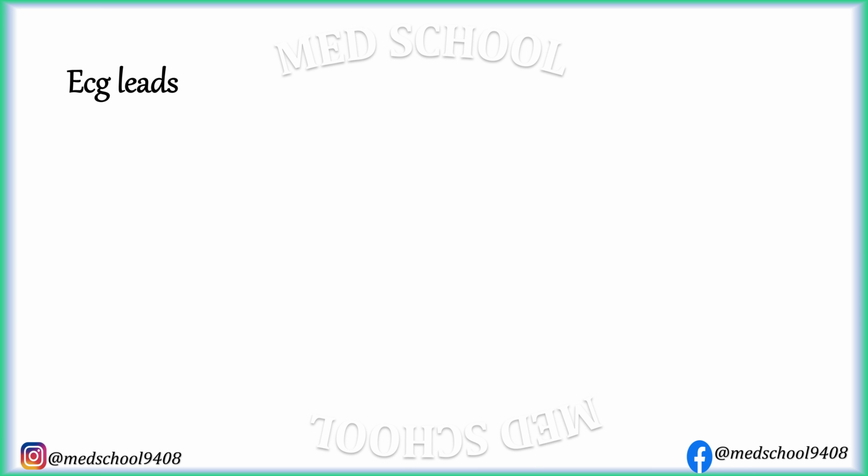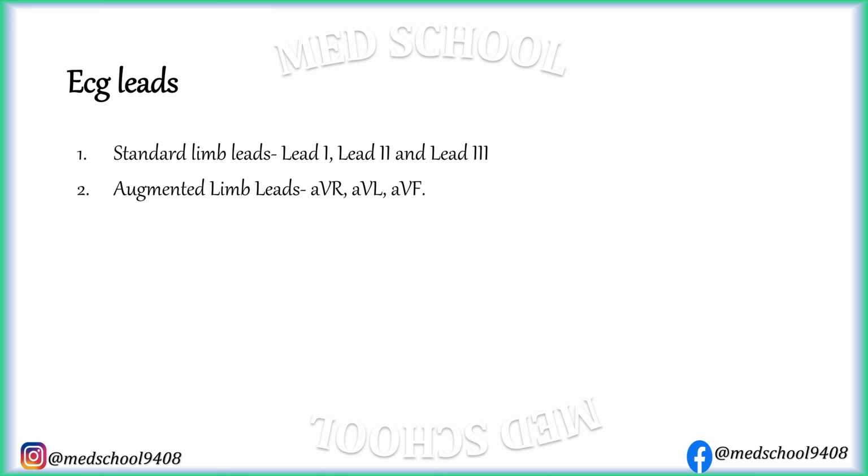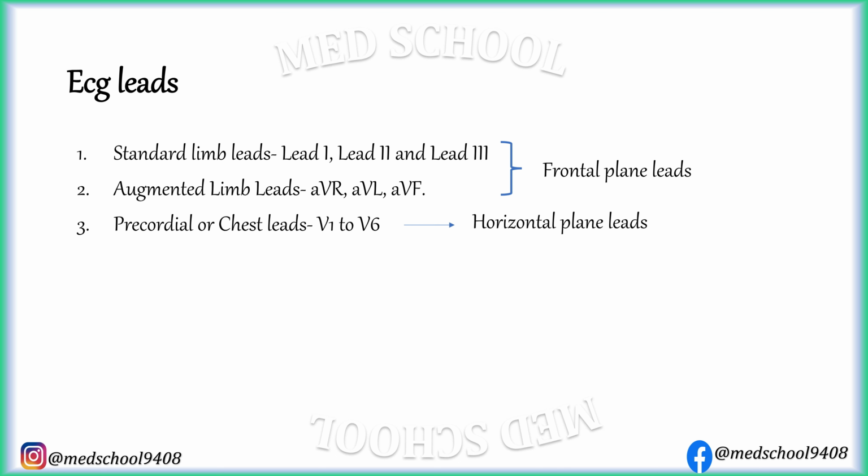There are 12 ECG leads. 3 are standard limb leads, which are lead 1, lead 2 and lead 3. 3 are augmented limb leads, which are lead AVR, lead AVL and lead AVF. Precordial leads are numbered as V1 to V6. Standard limb leads and augmented limb leads are called frontal plane leads, whereas precordial leads are called horizontal plane leads. You will get to know soon why they are classified as frontal or horizontal plane leads.